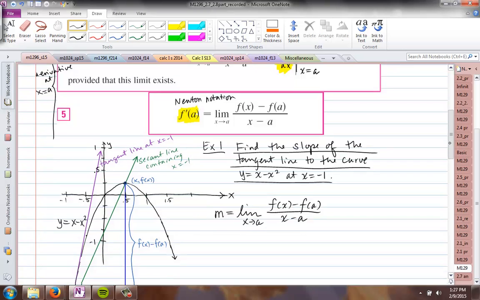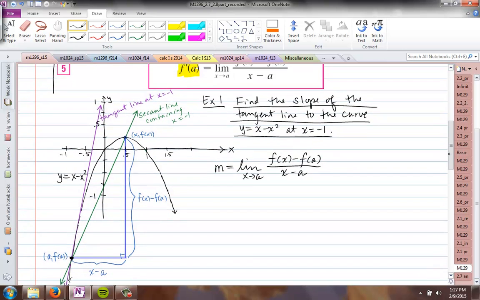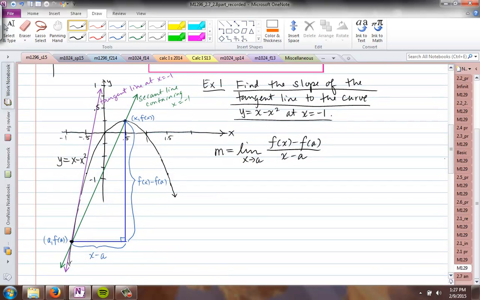Now getting to the actual example: find the slope of the tangent line to the curve y equals x minus x squared at x equals -1. Now we need to do this exactly. We're not approximating anymore. I'm going to use the definition I have so far. There's going to be one later that we'll rework this problem with, but for now, this is all we have. I wrote down what I need to do, and then we're going to start plugging stuff in.